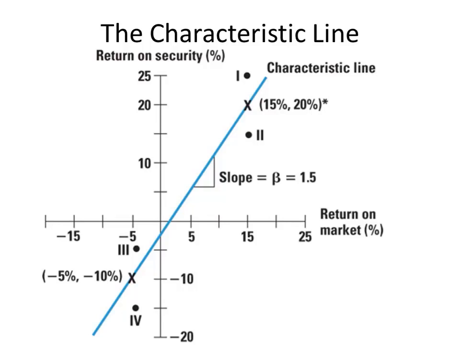For those of you who don't recall your mathematics training, slope is rise over run. That means for every 1% increase in the return on the market, the return on this stock must increase by 1.5%, so 50% more. So we could say roughly that this stock is 50% more risky than the market.